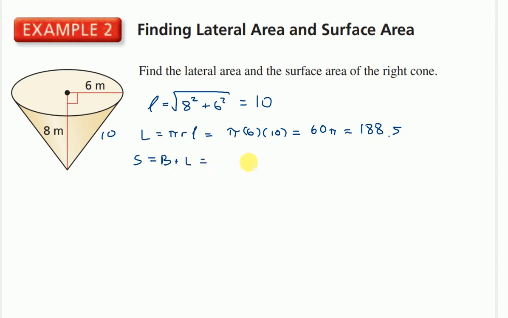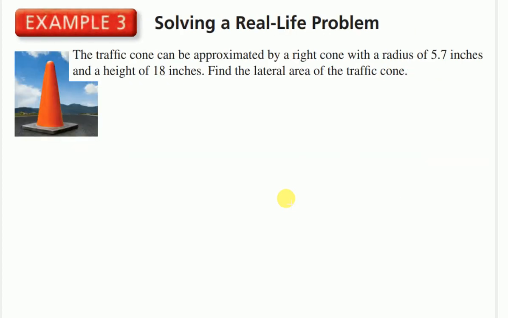Now the surface area is going to be, again, the base plus the lateral area. So we could say pi r squared plus pi r l. That's going to give me pi times 6 squared plus 60 pi, and that gives us 96 pi, or we can say approximately 301.59.